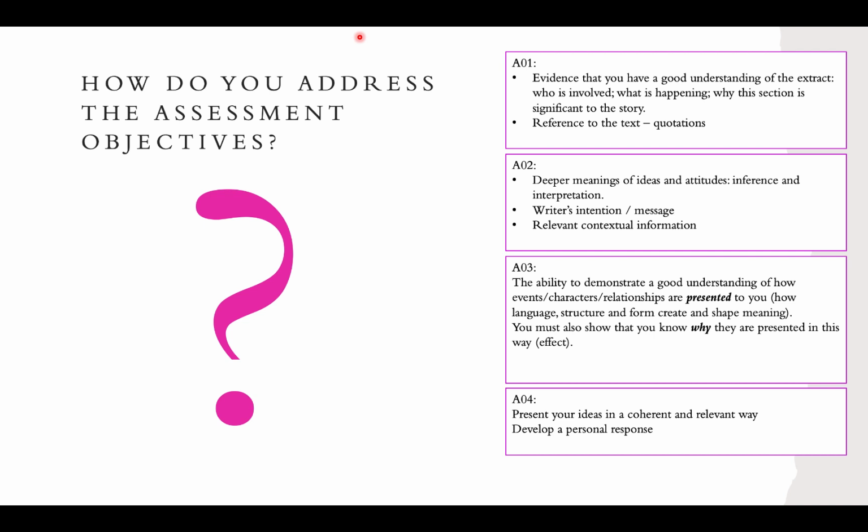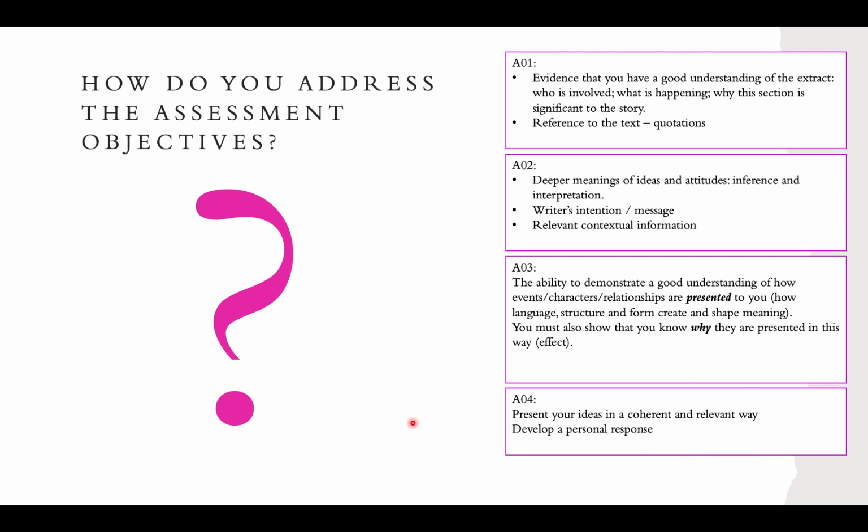AO3 is your ability to comment on the methods that are used. So how are events, characters, relationships, action presented to you? This is where you're expected to comment on language, structure and form and how they shape meaning. You should know why something is presented in the way that it is and what the effect is on the audience.